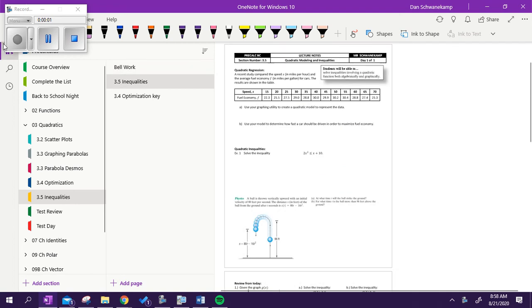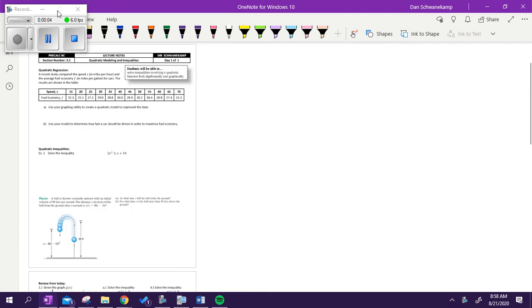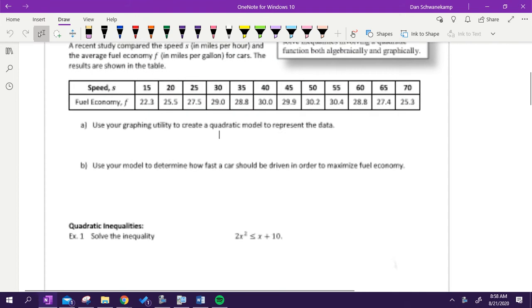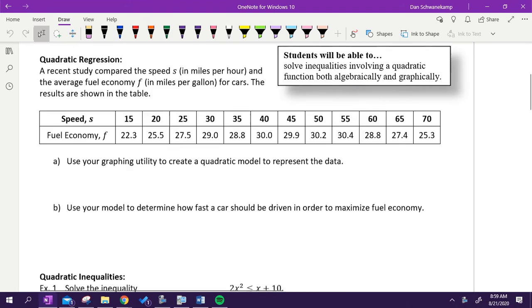Okay, so we started off this chapter with scatter plots, and all those scatter plots that we did on that first day were all linear scatter plots. But this chapter is all about quadratics, so we're going to see the difference between the two. All right, so go ahead and break out your graphing calculator.